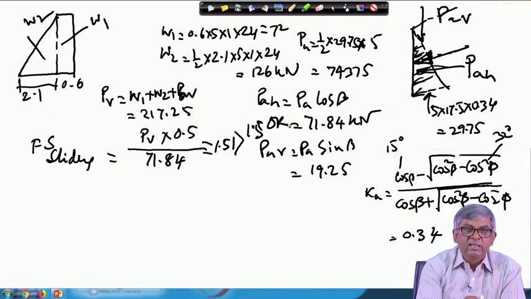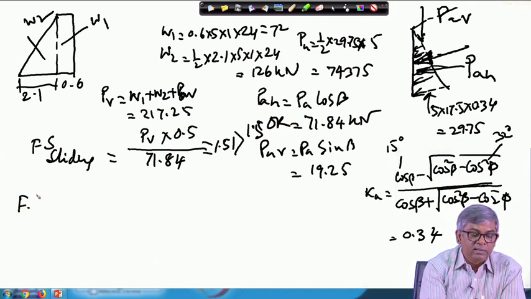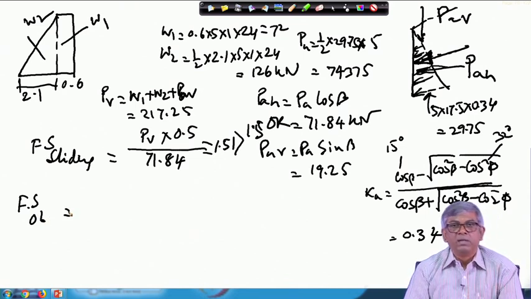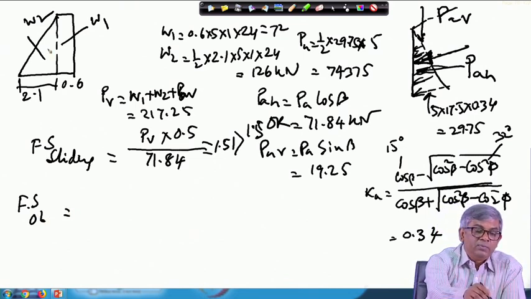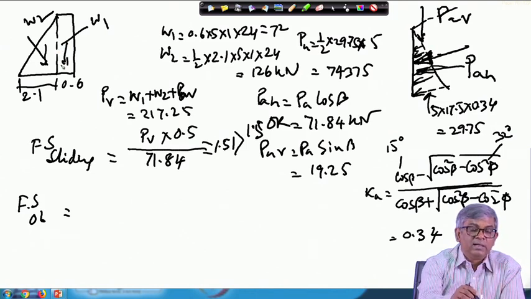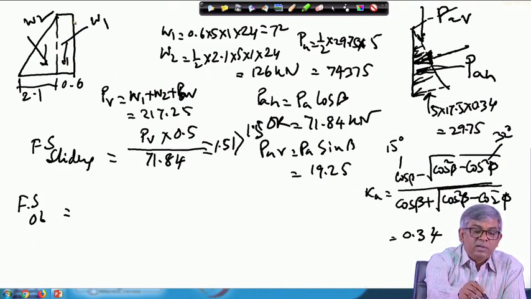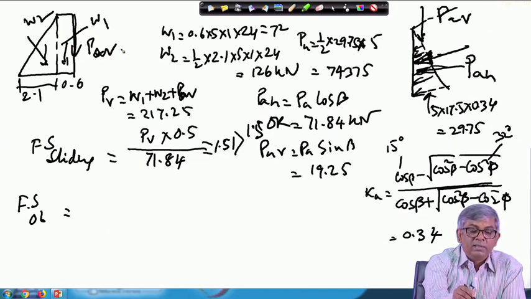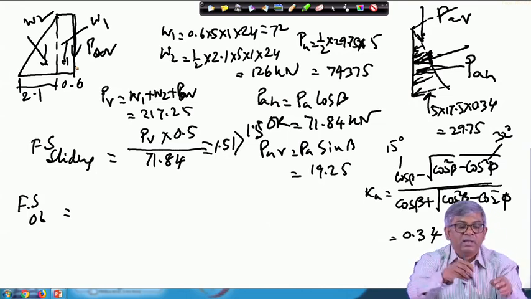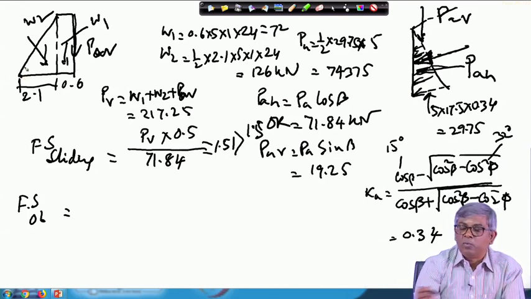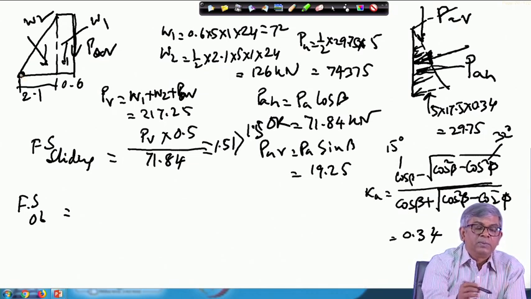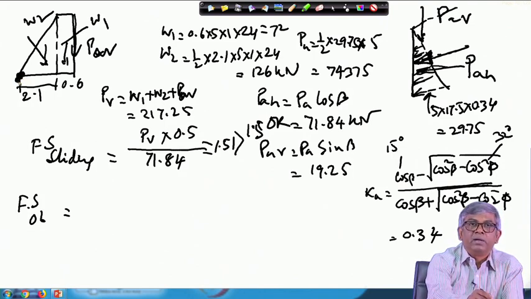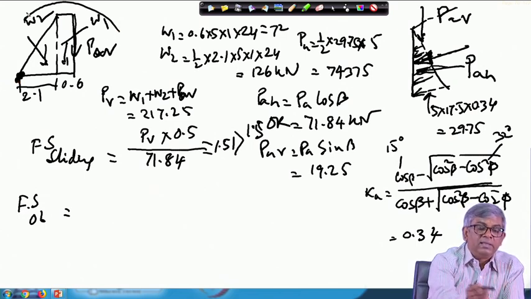And now the factor of safety against overturning. So, what will happen? You can see this force is acting here, this force is acting here, and PAV is also acting here. So, these three forces are acting. The pressure is from this side. If at all the wall overturns, it will overturn with respect to this point here, so it will be overturning like this.